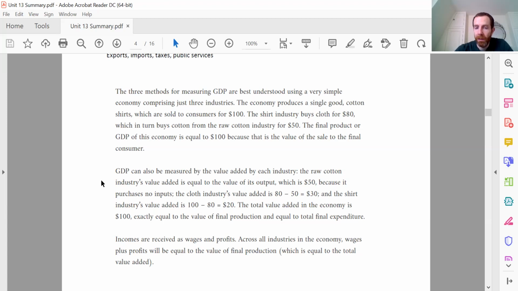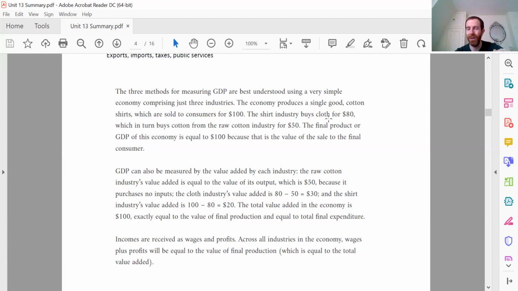Now, how could we use the other methods? If we use the production method, where we're looking at value added, that's where a couple more things become important. The final product is sold for $100, and it is produced by the shirt industry. They buy the cloth to produce the shirts for $80. That cloth has been produced by a previous step, the cloth industry, which sells the cloth for $80 and has bought cotton from the raw cotton industry for $50. So these are our three steps in the chain. We've got the raw cotton industry, who are selling the cotton to the cloth industry.